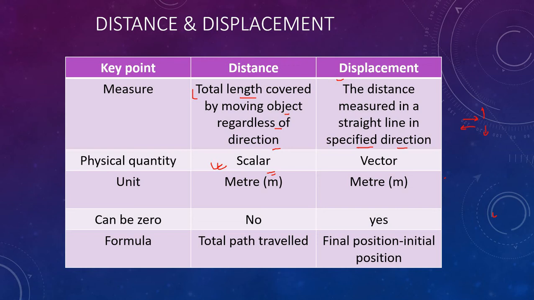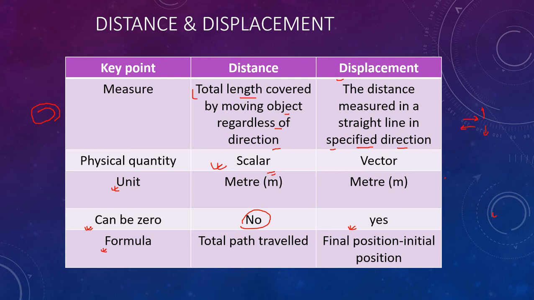In distance, it does not care where; whatever distance you travel, if you're taking circular multiple paths, you can count all of them. However, for displacement, that's not true. It is a very specified direction. The unit is the same because this is a kind of length, how much it has traveled. The important thing is that distance, if something is moving, cannot be zero. However, displacement can be zero if the final and initial positions are the same.